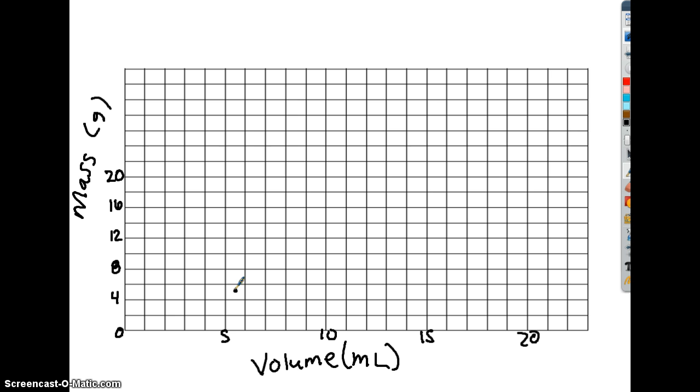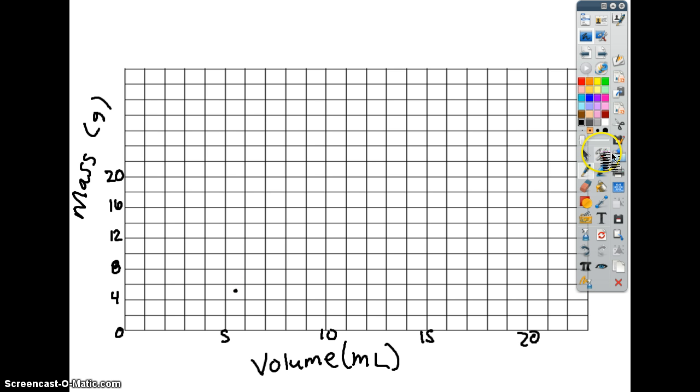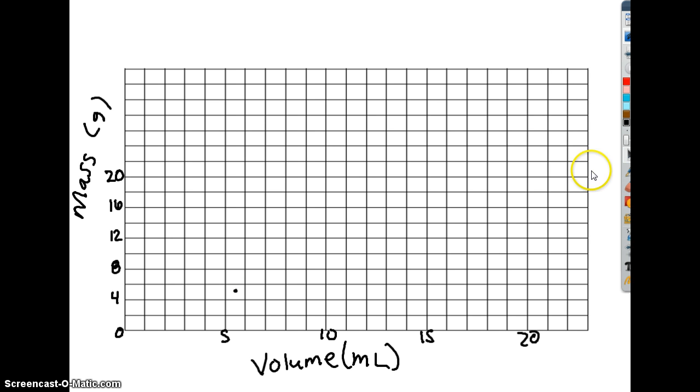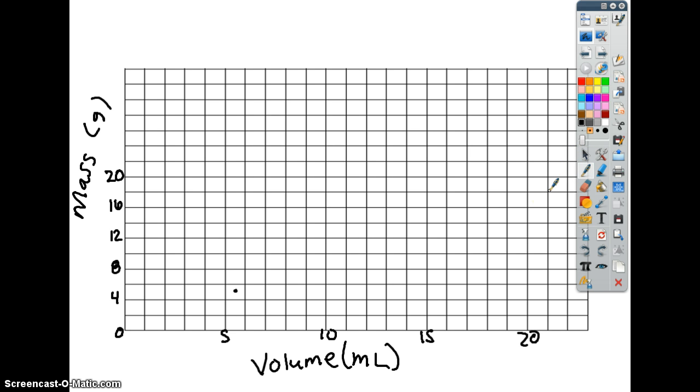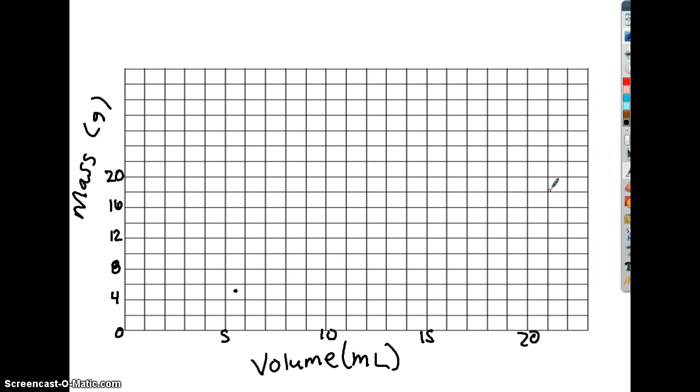Make your next 3 dots. So pause and make your next 3 dots. So now we're going to make the next 3 dots. So we've got 10.55 grams. 10 is right here. It's going to be slightly above that. And we've got 12.3 milliliters. 12 would be here. It's going to be a little bit above that.